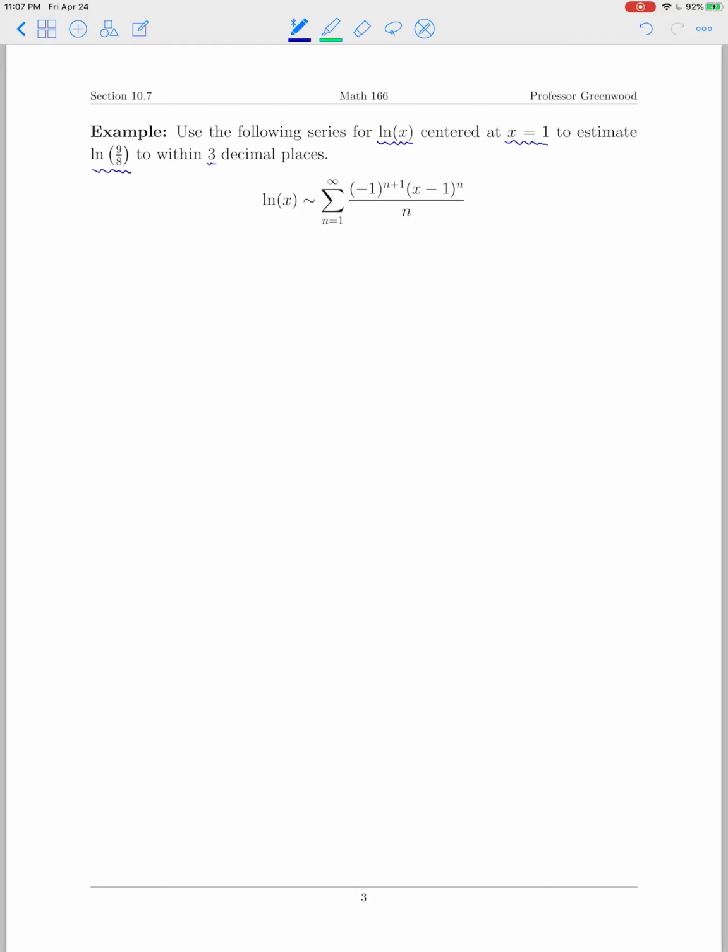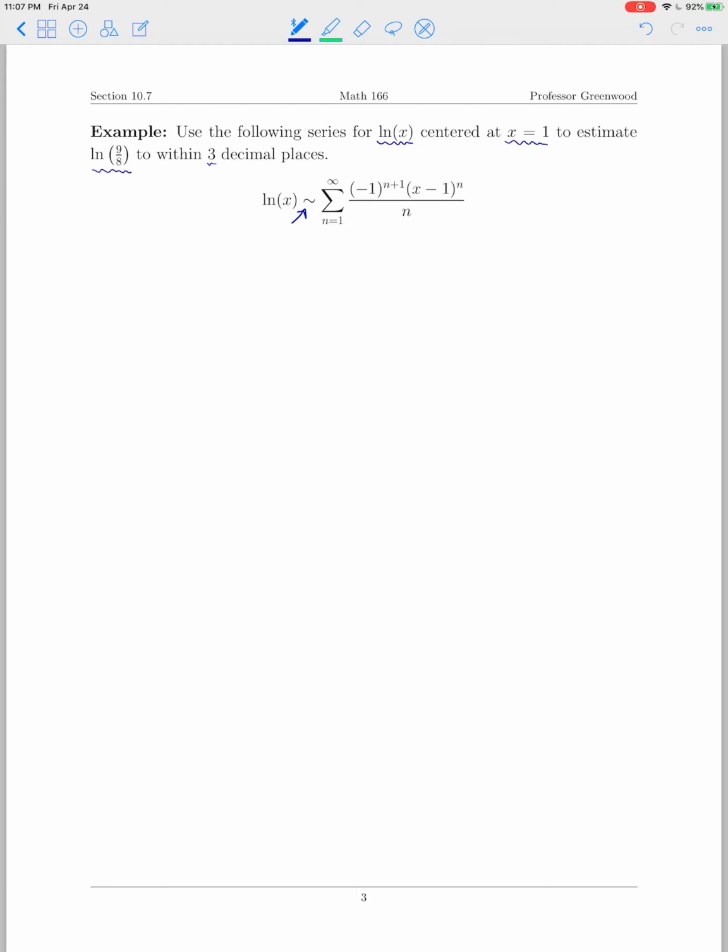Taylor polynomials. On a previous lecture, you already computed that the natural log of x has this Taylor series expansion, which is just minus 1 to the n plus 1 times x minus 1 to the n, all divided by n. So we're going to take the first few terms of that, plug in 9/8, and that should give us a good estimate of natural log.